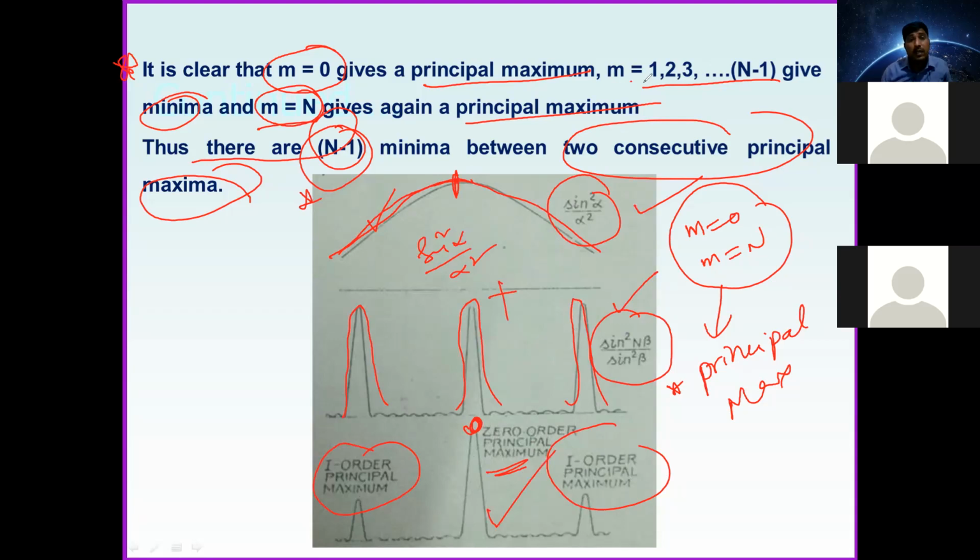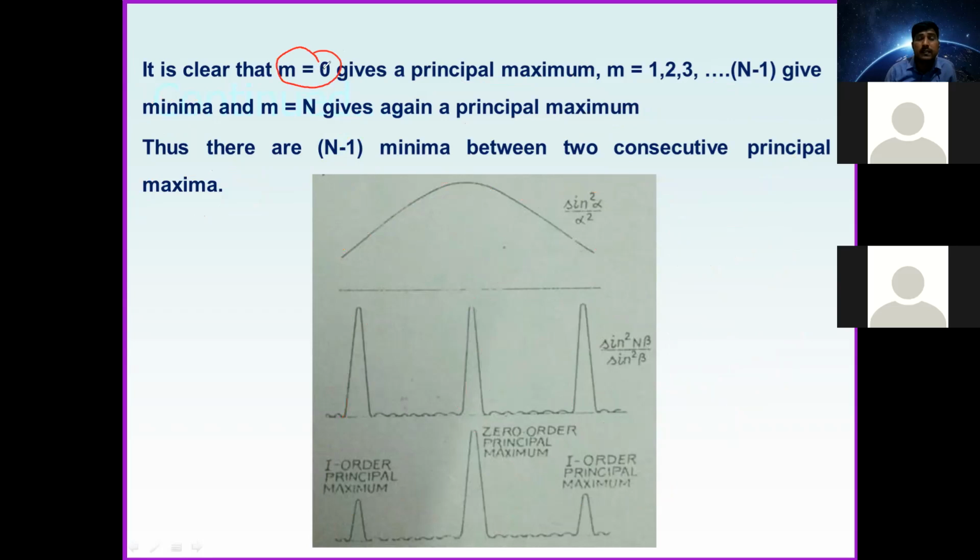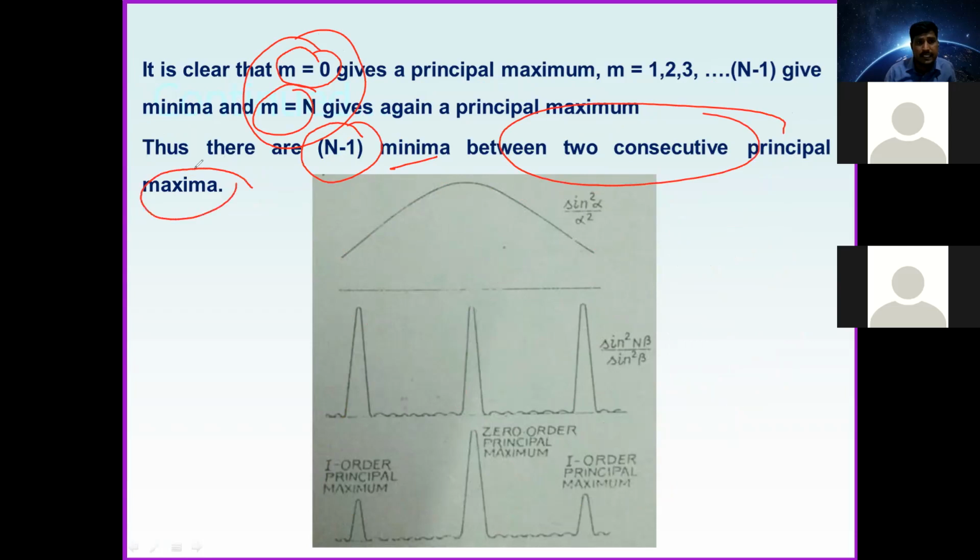What I would like you to remember is this: m is equal to 0, m is equal to n principal maximums. You can also remember this point, n minus 1 minimum between two consecutive principal maximas.